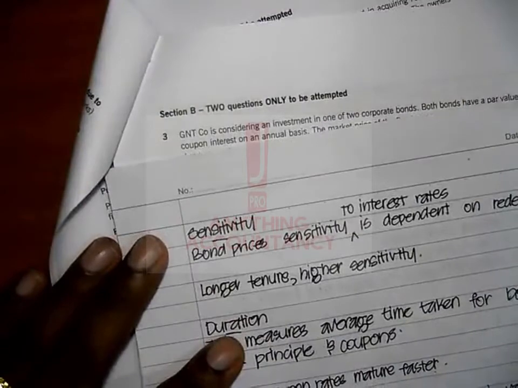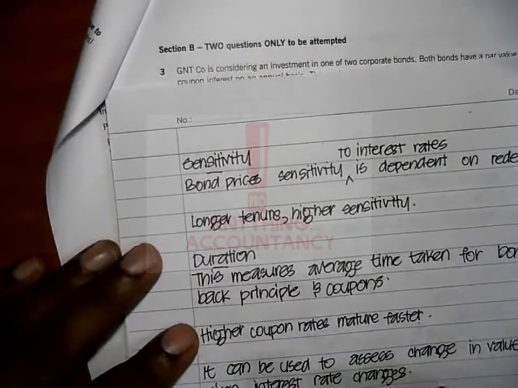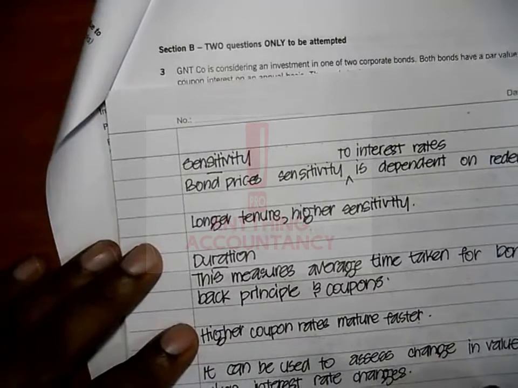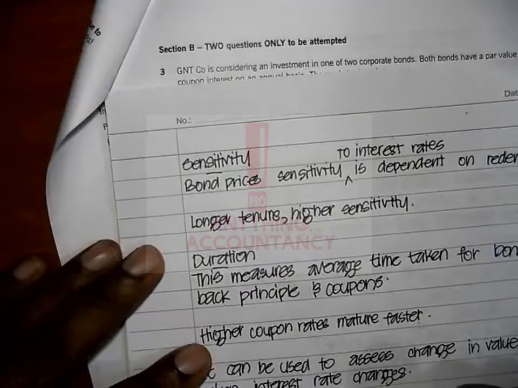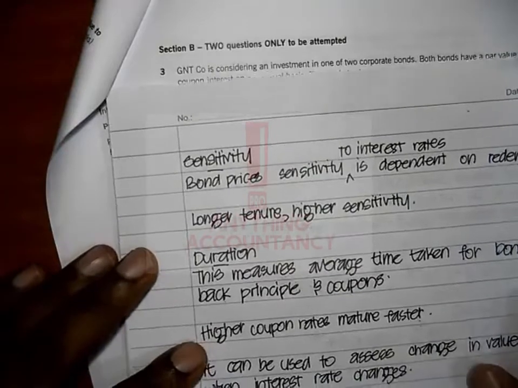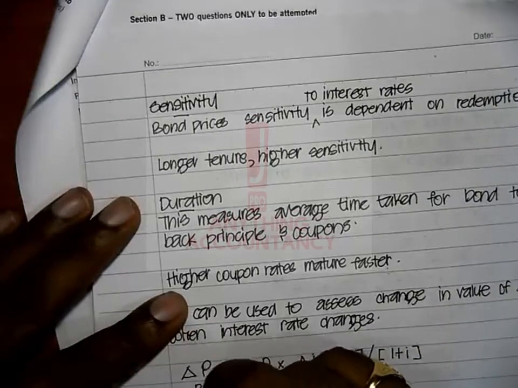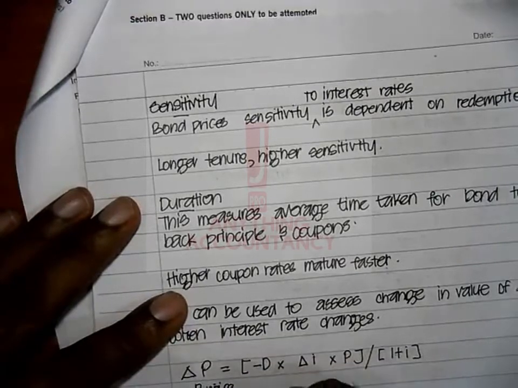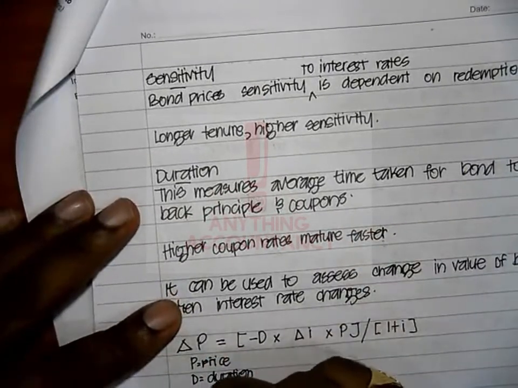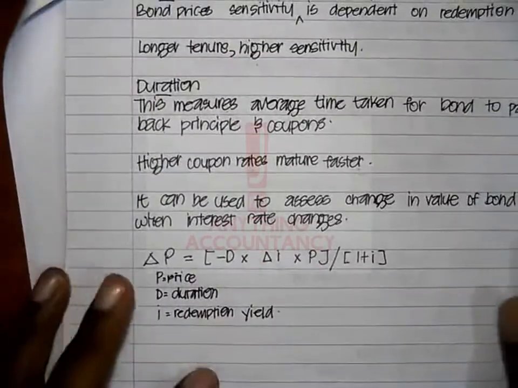So how do you do that? Well, you can say the change in price is going to be, well, you're going to work out this one as... so P is your price, D is your duration, and I is your interest yield. Okay?